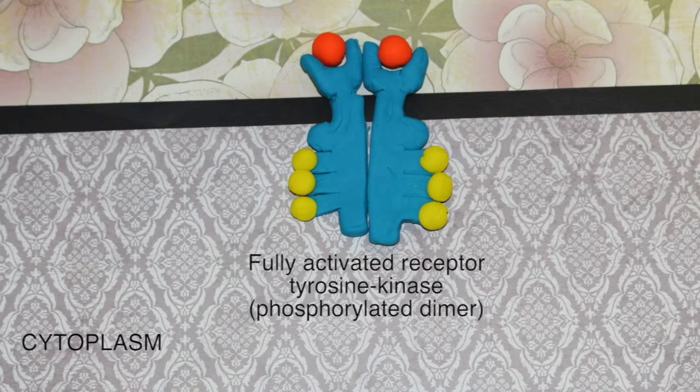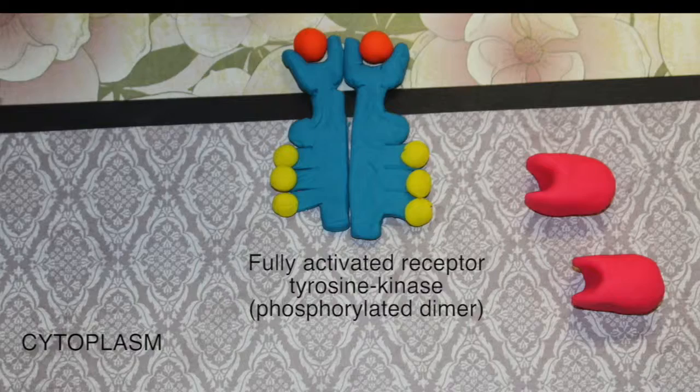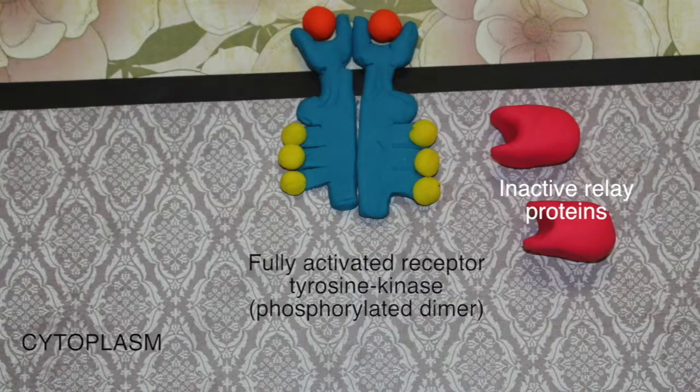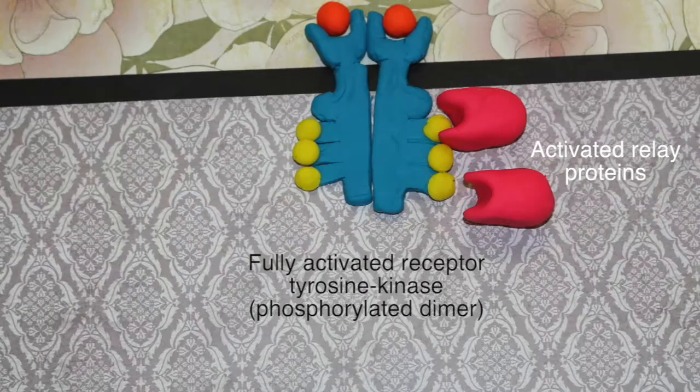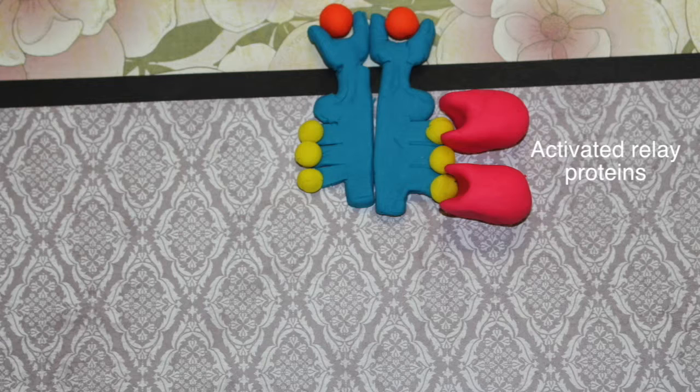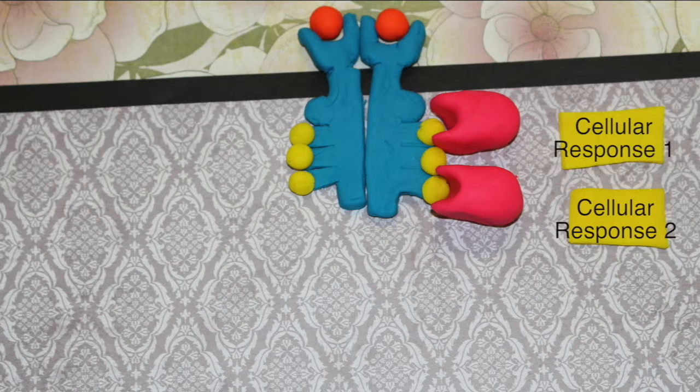The activated receptor protein is recognized by inactive relay proteins that bind to a specific phosphorylated tyrosine, changing the relay protein's shape and activating them. Each activated relay protein triggers a signal transduction pathway that produces cellular responses.